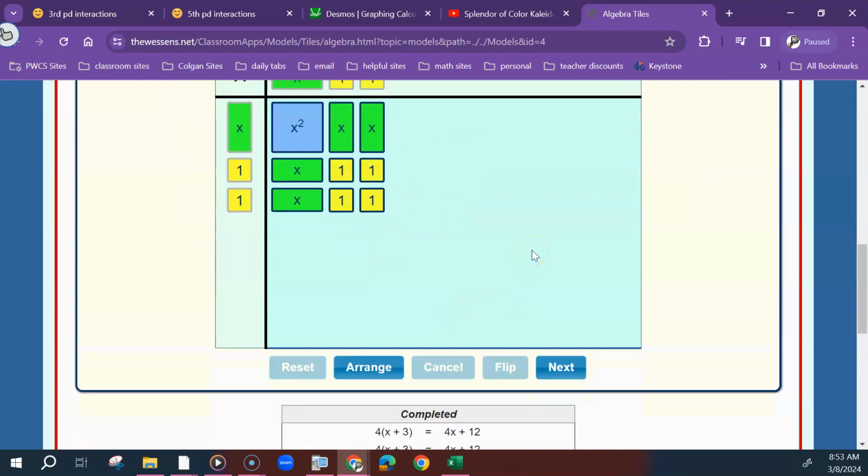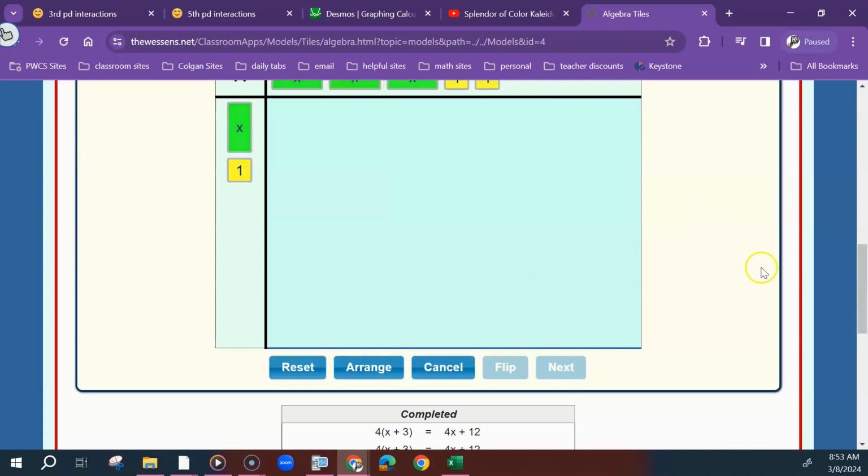So then if we were to read off that total, what do we have? What do you see there? X squared plus 4x plus 1. Okay, let's do one more of these and then I'll show you how to do it algebraically.